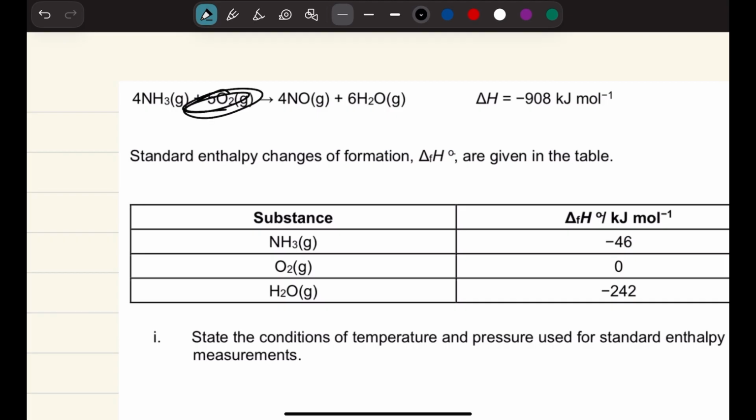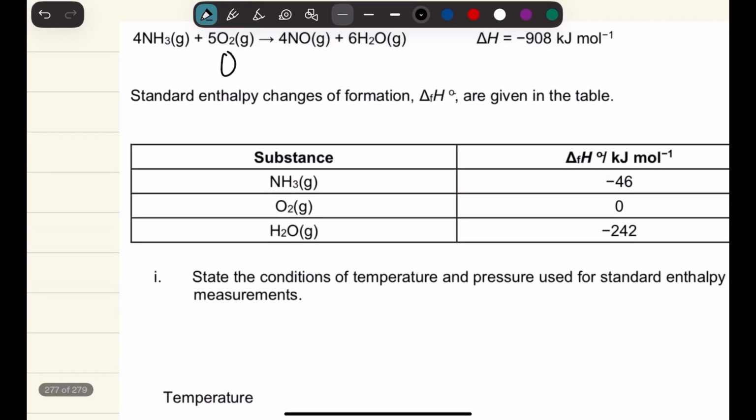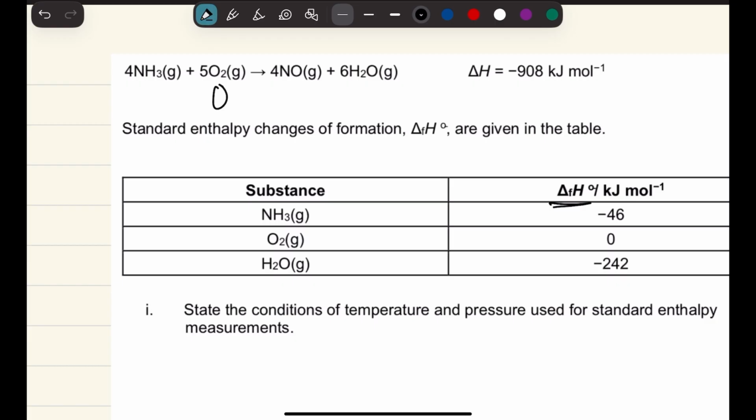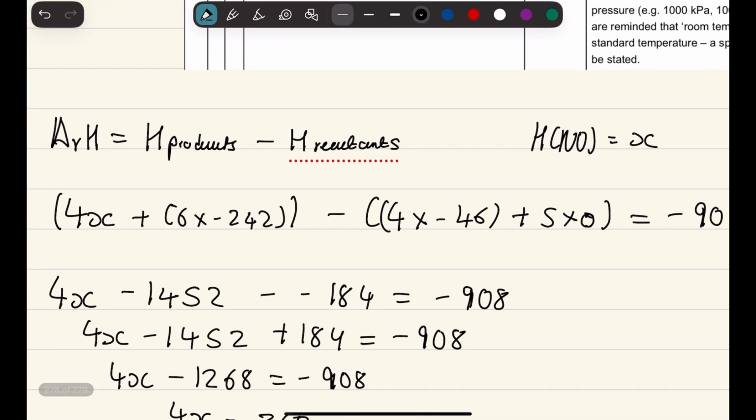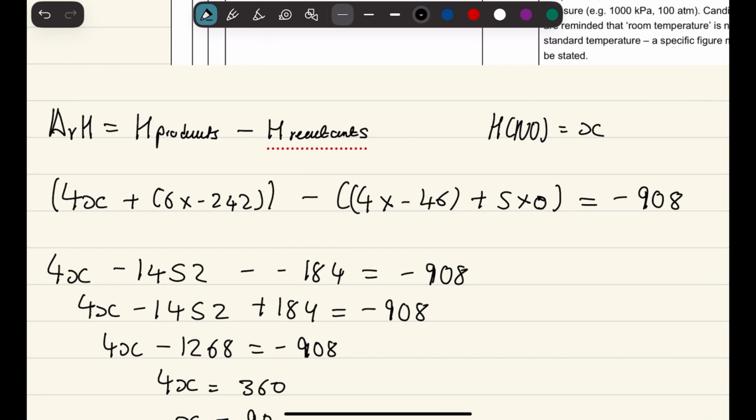First things first, I'm looking at the oxygen, and I'm saying that is an element in its standard state. So this is immediately going to have a 0, because we were using formation data as well. Cool. Let's have a go now. For the products, we had the 4 of the NO and the 6 of the water, and we're taking away the 4 of the ammonia, and then 5 times 0 because it's just oxygen. That's going to equal our enthalpy change of reaction.